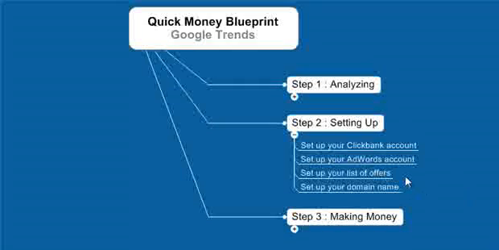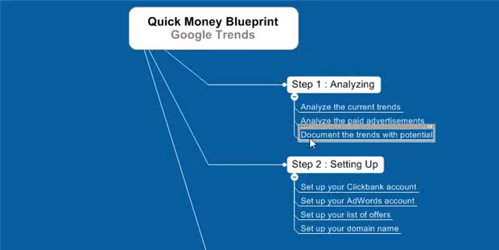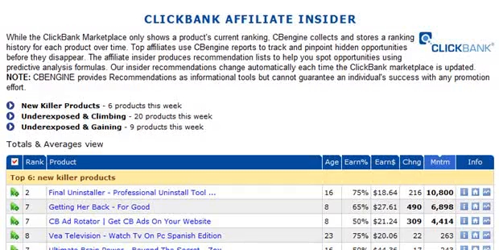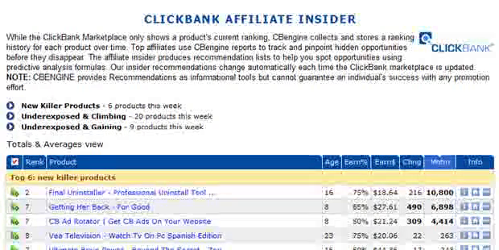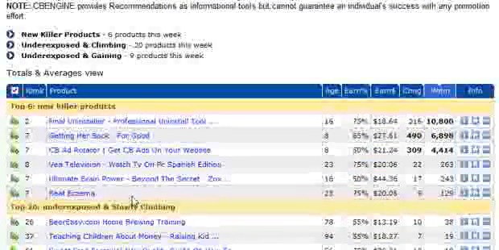And the next thing is to set up your list of offers. Now this kind of goes back to analyzing. If I drop down analyzing again, you can see you had to document the trends with potential. So setting up your list of offers is actually deciding on the final list of which offers that you're going to promote. And again, remember, just go to cbengine.com and then you can go through and pick out your offers from here.